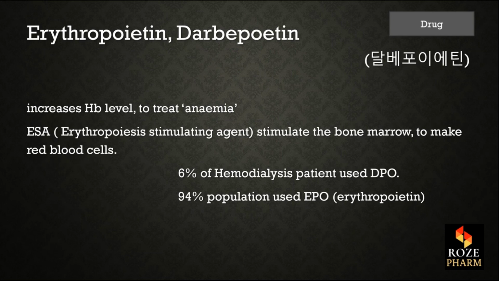We have erythropoietin and erythropoietin. They increase the hemoglobin level to treat anemia. ESA stimulates the bone marrow to make red blood cells. 6% of the population of hemodialysis patients use EPO, and 94% of the population uses EPO.